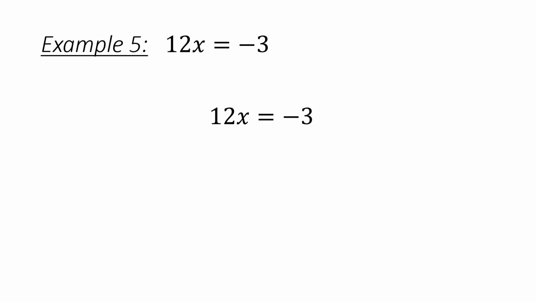Last example, example 5, 12x is equal to negative 3. The 12 is attached to the x by multiplication, so we have to move the 12, and we'd have to move it by dividing because it's the opposite operation of multiplication. So we're going to divide both sides by 12. And when we do that, the 12s cancel on the left-hand side, and so x is going to equal negative 1 over 4, and that is the simplified fraction of negative 3 divided by 12.